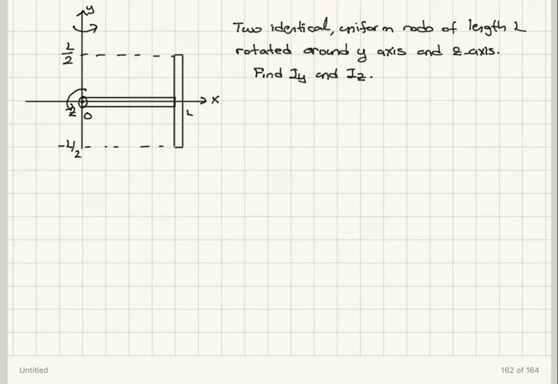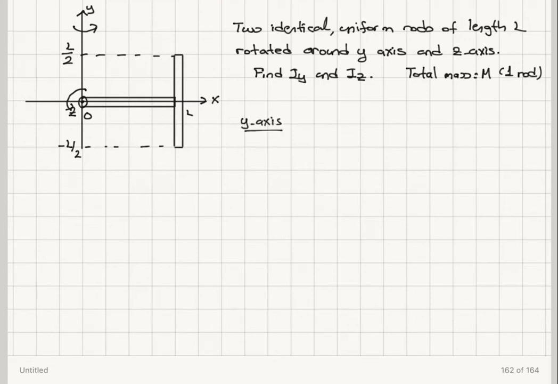Now I have two identical uniform rods of length L, so they have a total mass M, let's say, total mass for one rod. They're identical, so they have the same masses. Now this configuration of the two rods is either rotated around the y-axis or the z-axis. So let's first look at rotations around the y-axis.